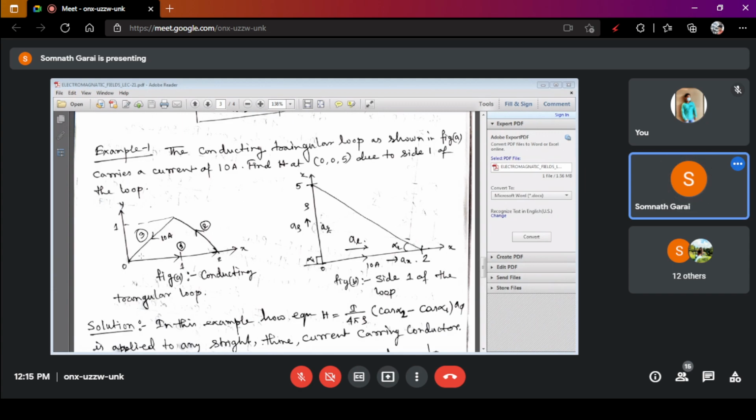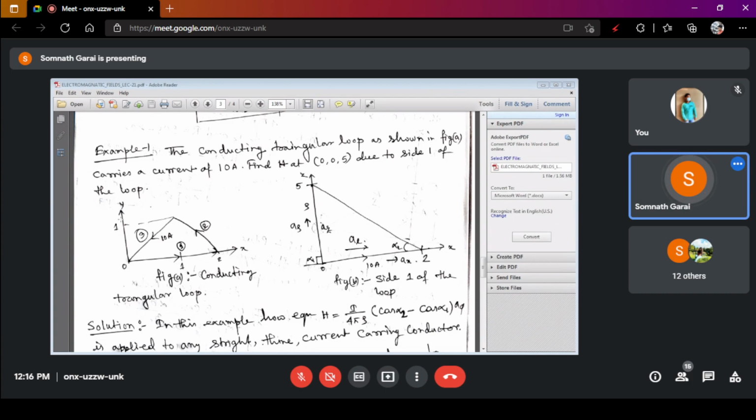Now the starting point of the loop is this O point, and this is the x axis and this is the y axis. The coordinate of this point is equal to 2, right? And the coordinate of this point is equal to 1, right?